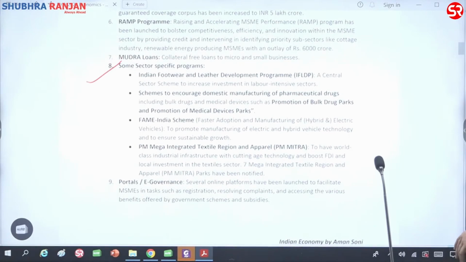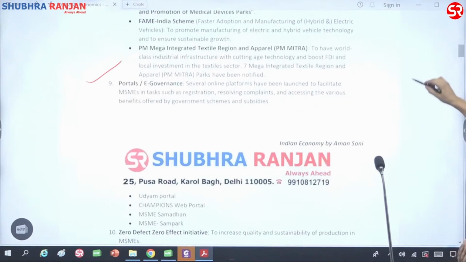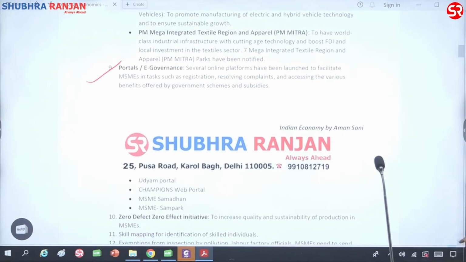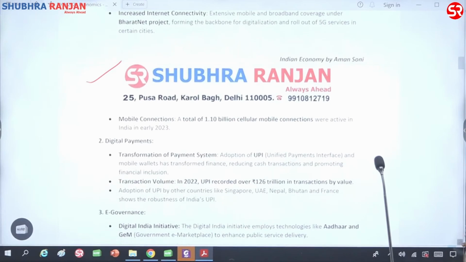ये सुबह से ऐसे चल रहा है. ठीक है, कोई चक्कर नहीं आ रहा.